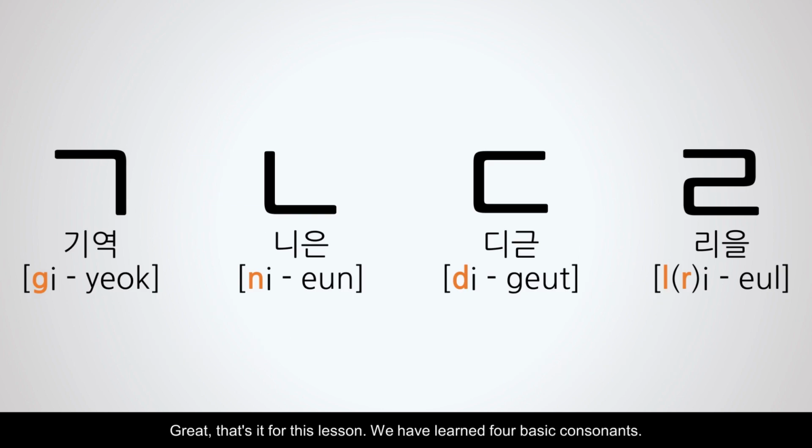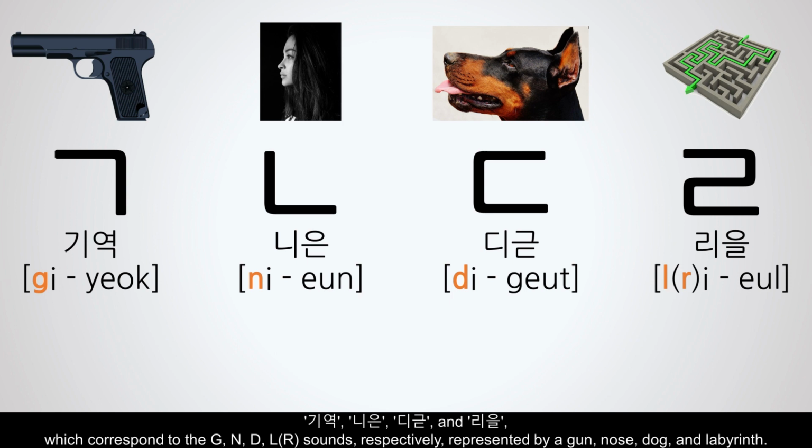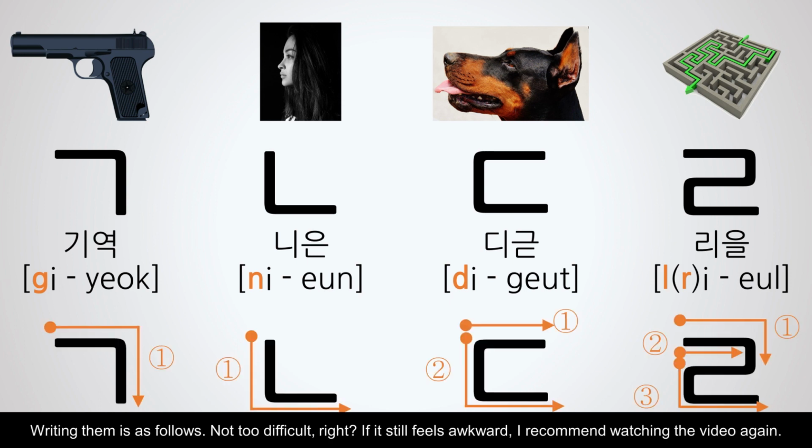Great! That's it for this lesson. We have learned 4 basic consonants. 기역, 니은, 디귿, 리을, which correspond to the G, N, D, L, R sounds, respectively, represented by a gun, nose, dog, and labyrinth. Writing them is as follows. Not too difficult, right? If it still feels awkward, I recommend watching the video again.